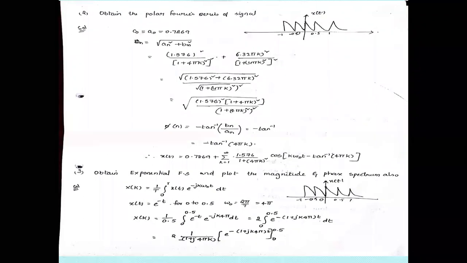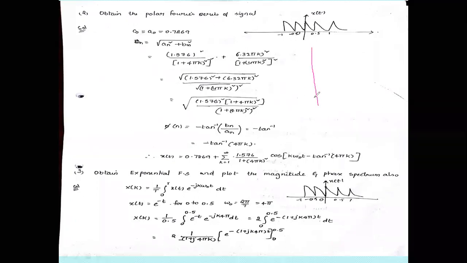Obtain the polar Fourier series of the signal. So the Fourier series has 3 classifications. One is the trigonometric Fourier series. Another one is the compact trigonometric Fourier series, also called the polar Fourier series. And the third one is the exponential Fourier series. In yesterday's class, we already found the trigonometric Fourier series for these characteristics, the given characteristics we have here.